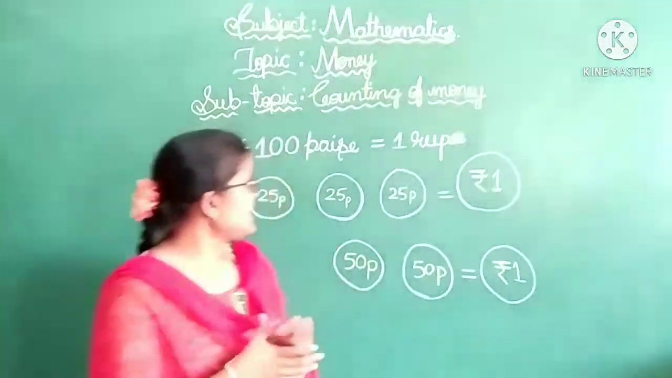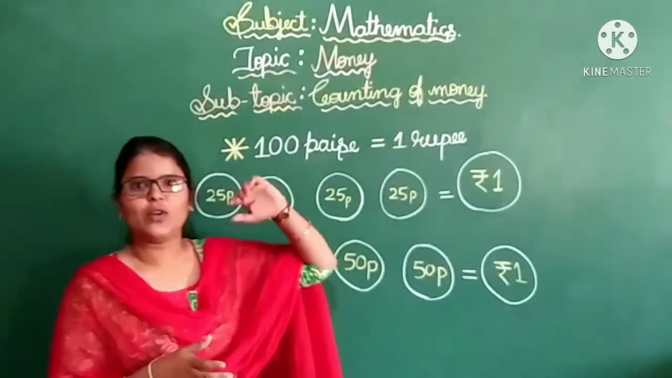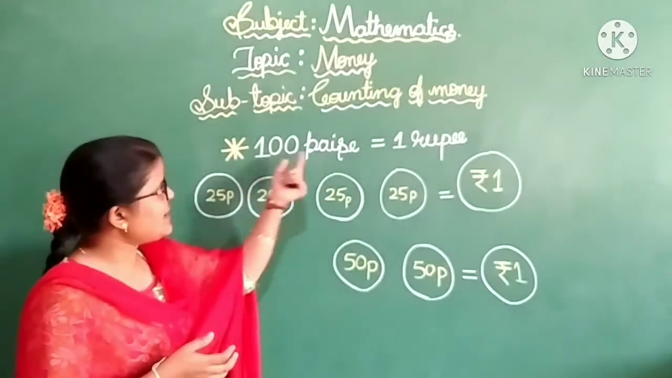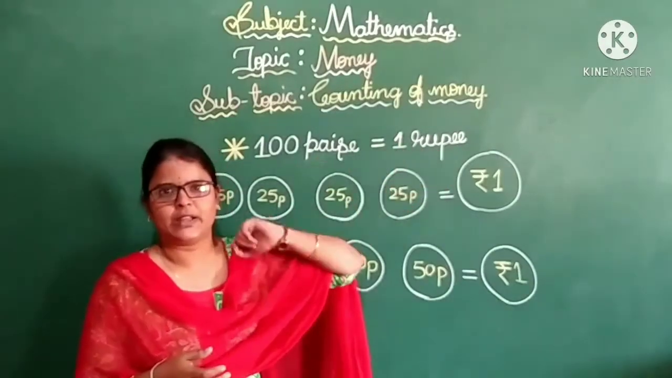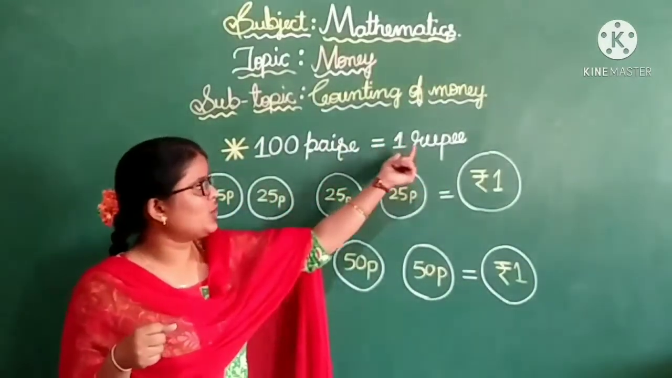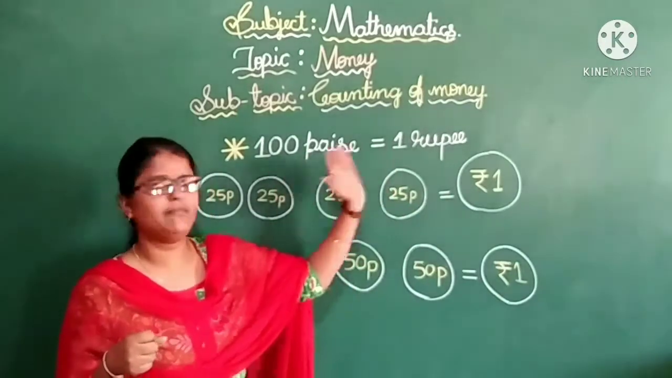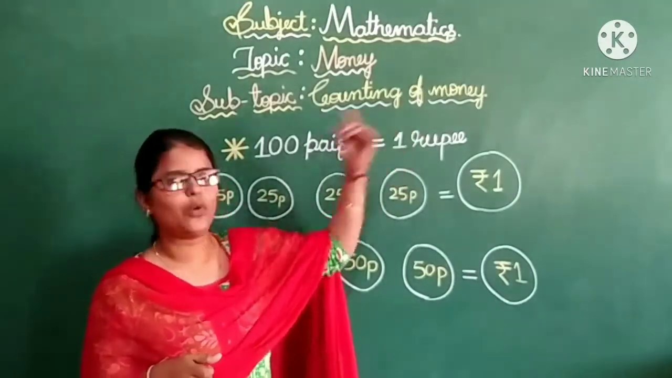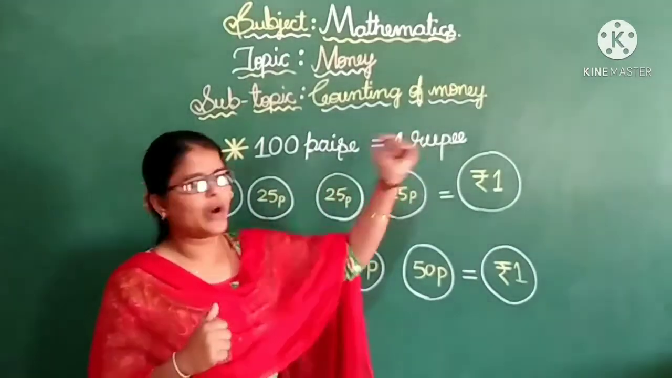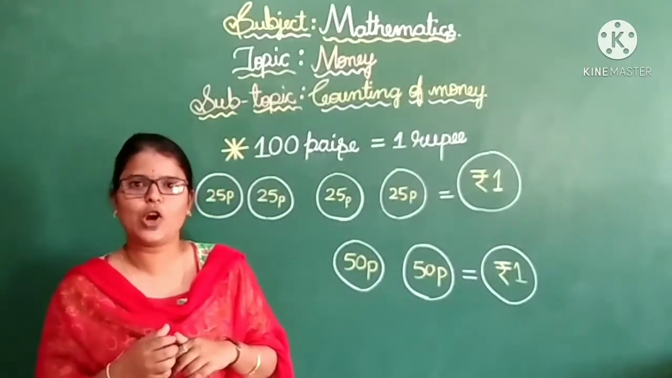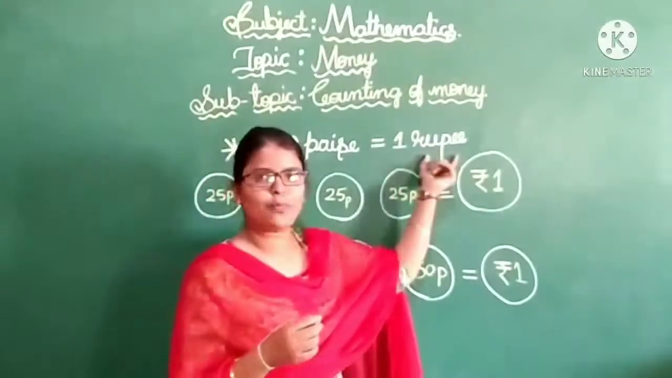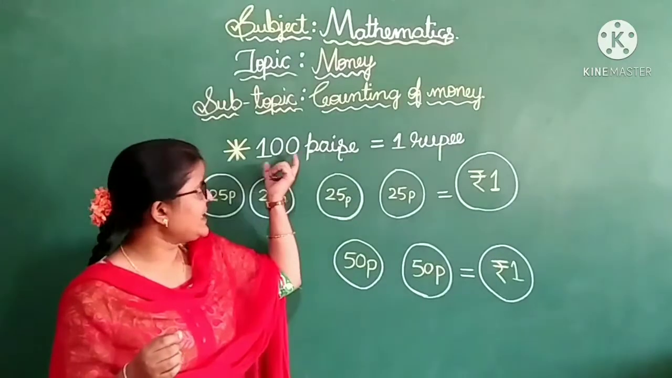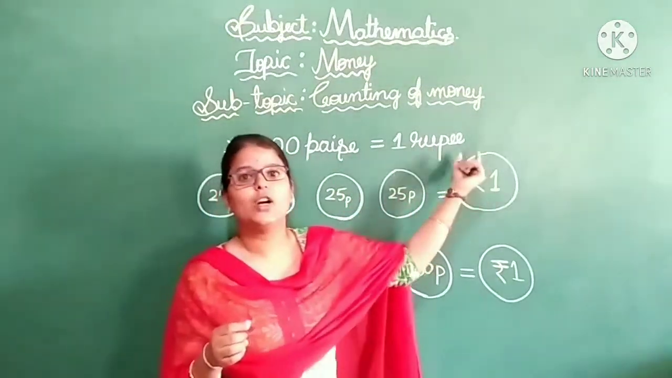Before counting the money, you have to know one basic point. See here: 100 paise is equal to 1 rupee. This is an important point that you have to remember. It is very necessary in counting money. You know the 1 rupee coin, right? Have you all seen the 1 rupee coin? To make a 1 rupee coin, we need how many paise? 100 paise. 100 paise is equal to 1 rupee.